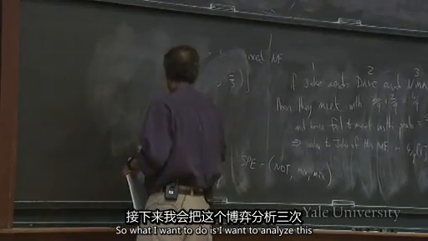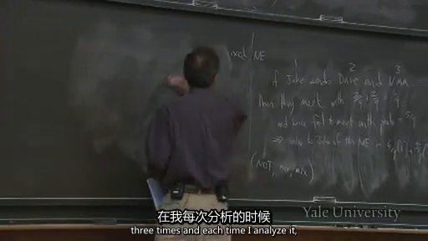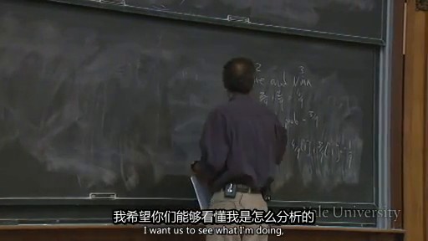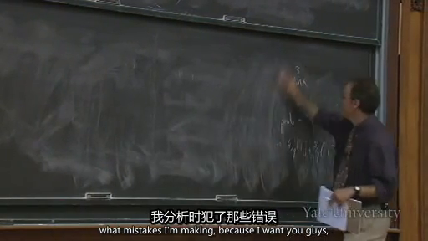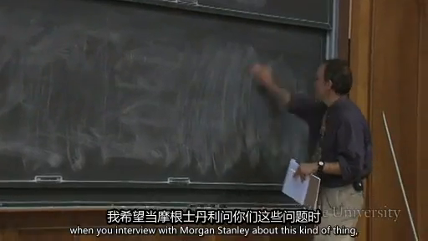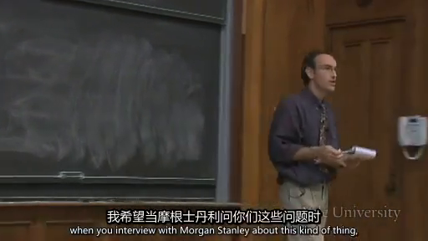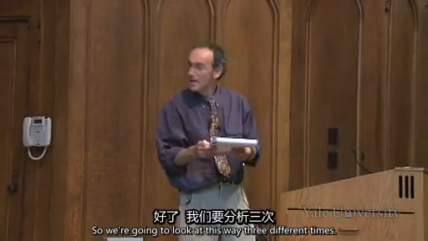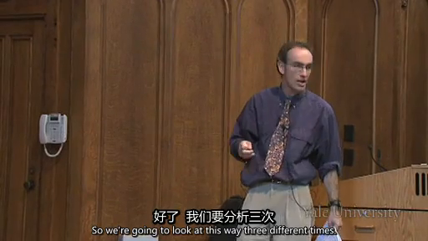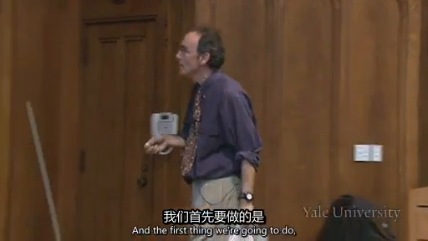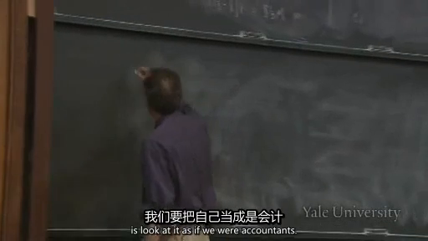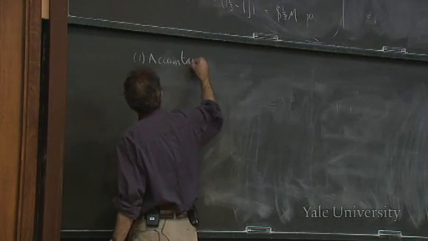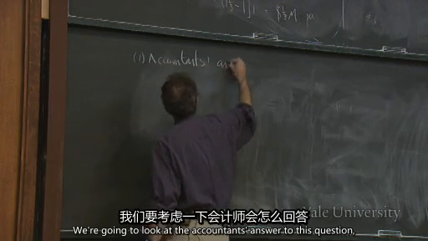So what I want to do is analyze this 3 times. And each time I analyze it, I want us to see what I'm doing, what mistakes I'm making, because I want you guys, when you interview with Morgan Stanley about this kind of thing, to impress them so that they tell lots of people to come to Yale and preferably give lots of money to Yale. All right, so we're going to look at this 3 different ways. And the first way we're going to look at this is as if we were accountants. We're going to look at the accountant's answer to this question.